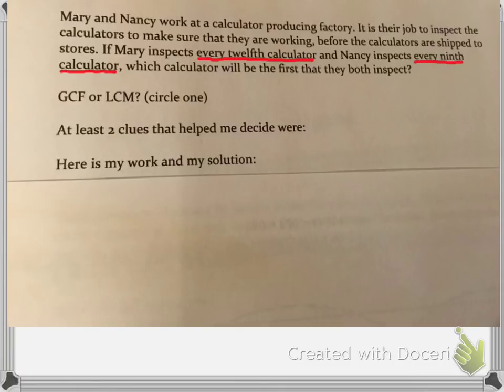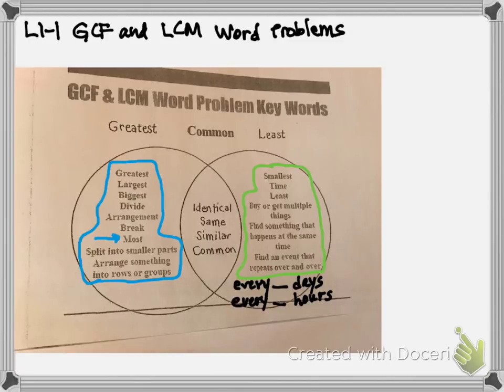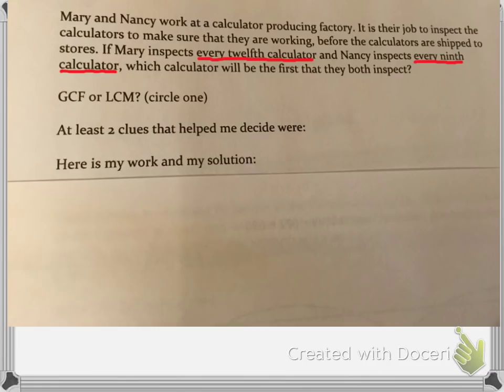Every 12th calculator, every 9th calculator. So I'm going to go back to that chart on the other page. Where did I hear something? Oh, that's what I wrote down at the bottom. Every so many days, every so many hours, every so many calculators. Seems to me that what we have here is an LCM problem. Okay? So they want to know when they both are going to inspect the same calculator.